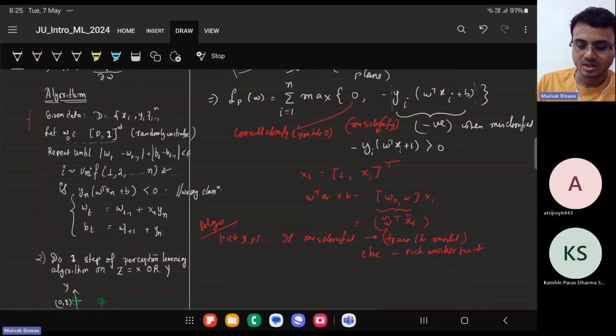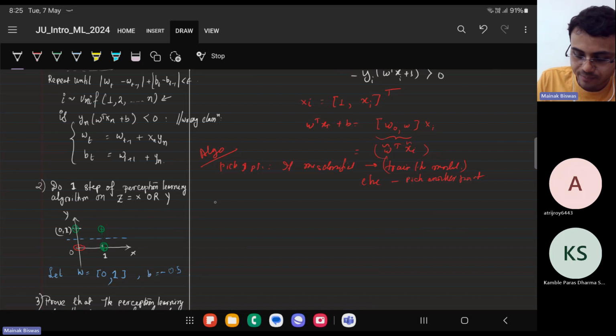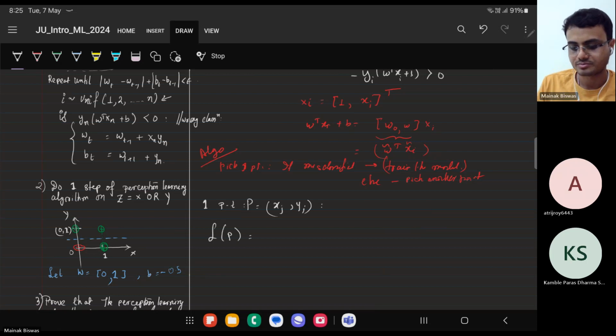Let's see how I will do the update. Say I pick one data point, name it xj comma yj. Now tell me, what are the possible losses? Loss for the data point, I'll name this x p. So for the pth point, what is the loss I'll get?